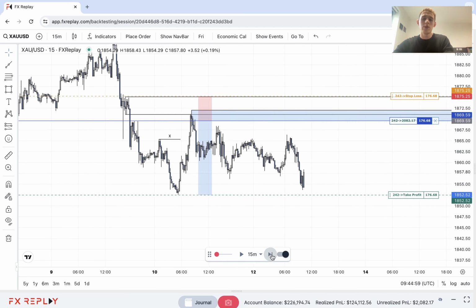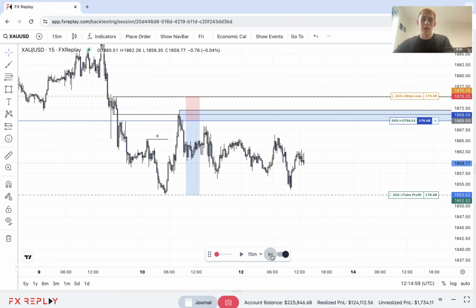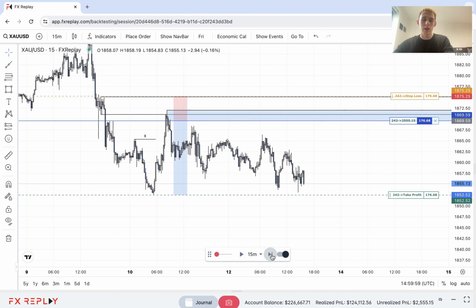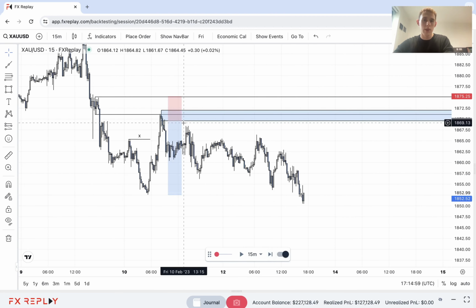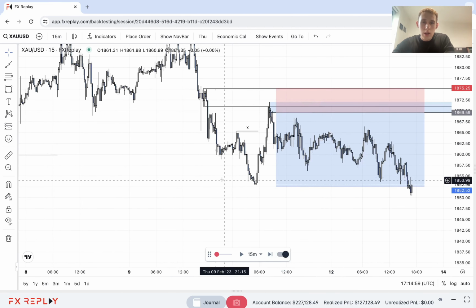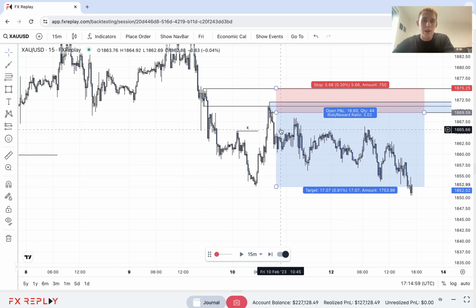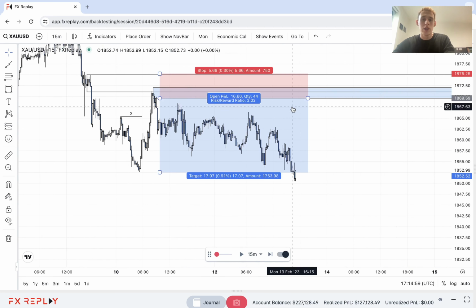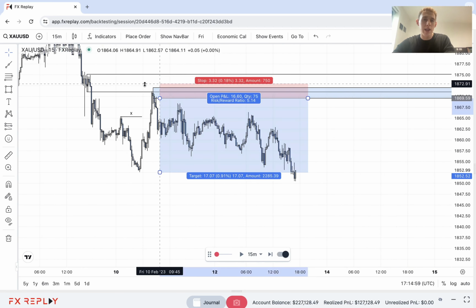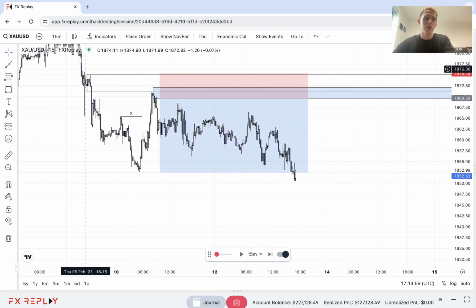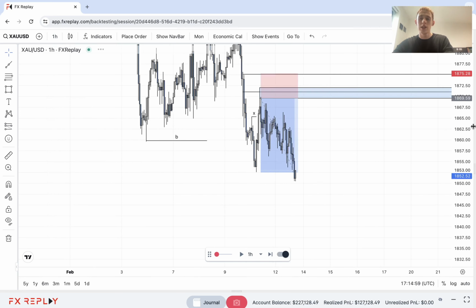I don't make any trades break even, by the way, so if this hits break even now, doesn't matter. Cool, and there we go. Very textbook setup. Sweep of liquidity into supply, lower time frame confirmation. Obviously we could have had a tight stop loss, but I prefer just to have 1 to 3, 1 to 4. That's all you really need.